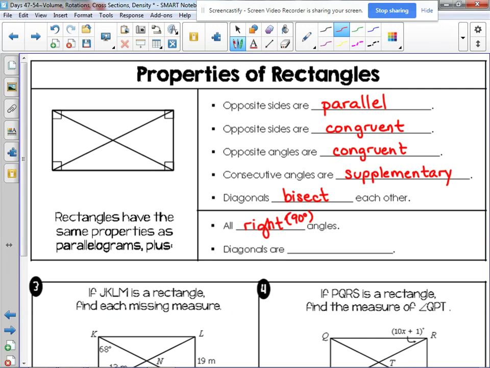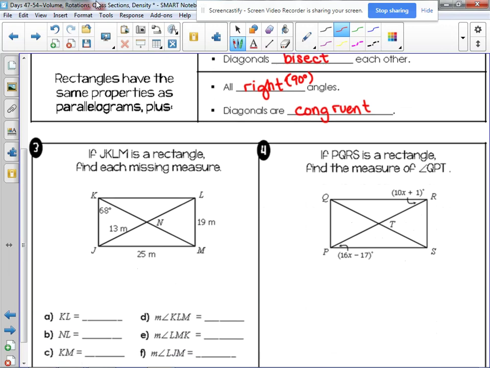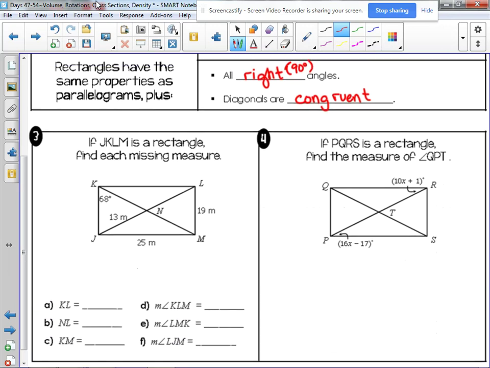On the parallelogram, the diagonals were not the same. What about these diagonals? They are the same. So a rectangle is a parallelogram that has congruent diagonals. All right, so let's use these properties here.